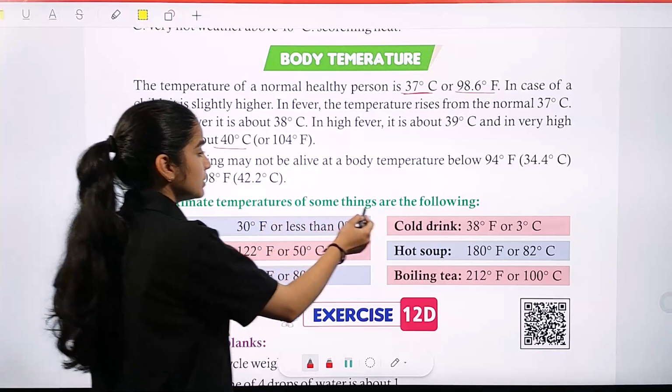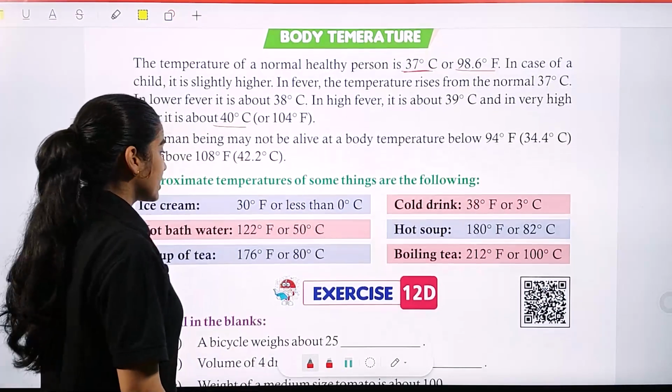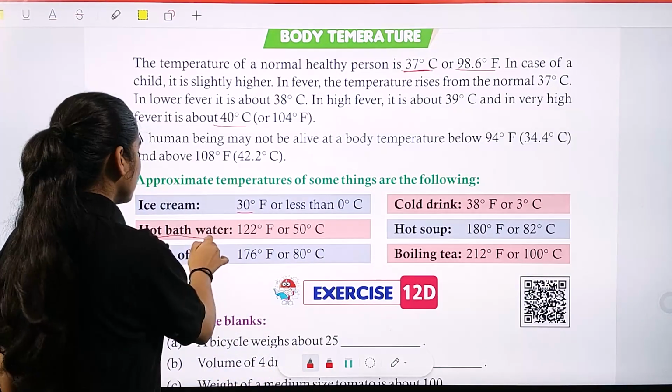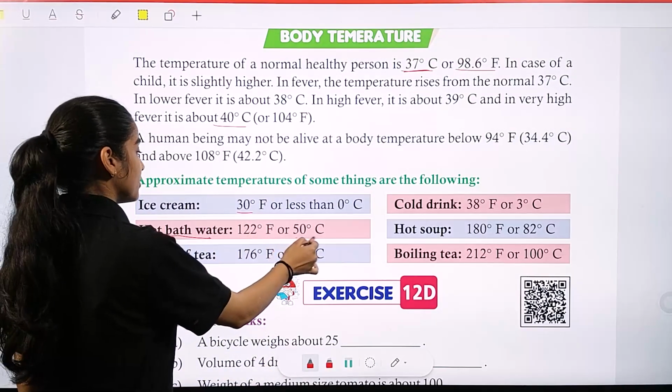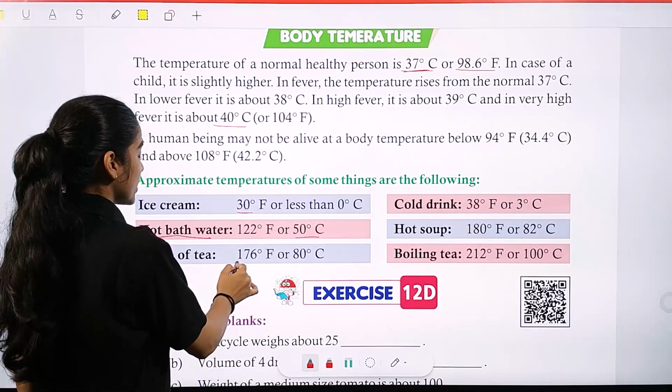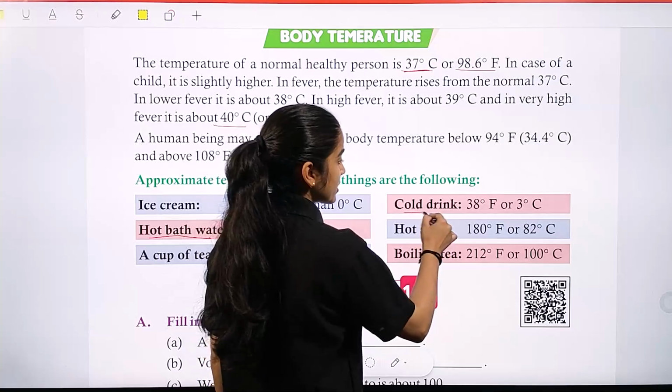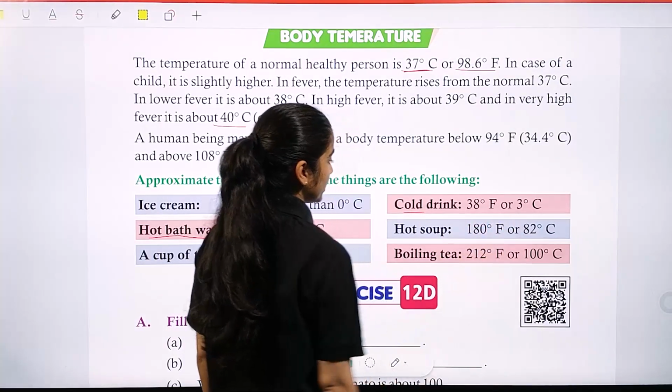Approximate temperatures of some things are the following. Ice cream is 30 degree Fahrenheit or less than 0 degree Celsius. Hot bath water is 120 degree Fahrenheit or 50 degree Celsius. A cup of tea is 176 degree Fahrenheit or 80 degree Celsius. Cold drinks lie between 38 degree Fahrenheit and 3 degree Celsius.